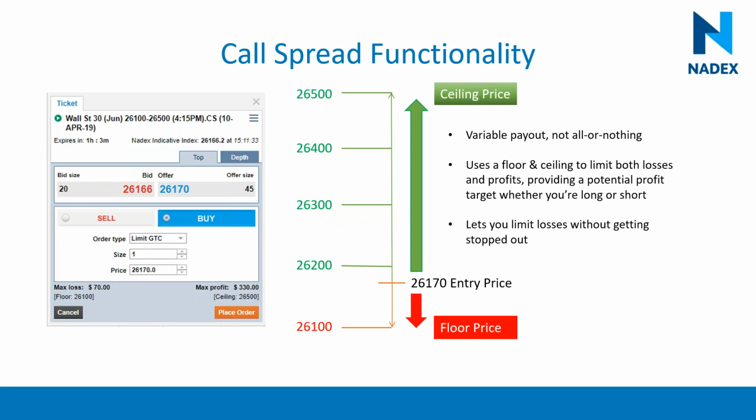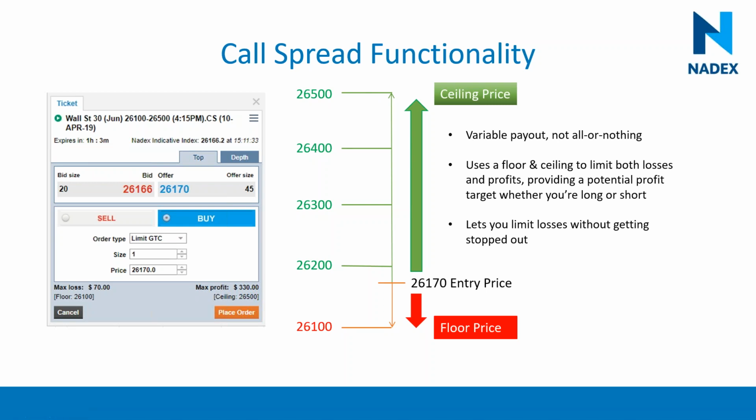Right, and so you can get stopped out a lot. The great thing about a call spread is you pay a little bit of optionality. So for example, if you're trading, and again, the floor, if you're buying, is your maximum risk. The ceiling is your maximum profit potential, and that's if you're buying. If you're selling, the ceiling is your maximum risk. The floor is your maximum profit potential.